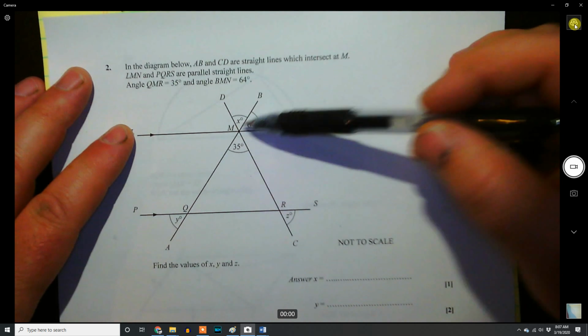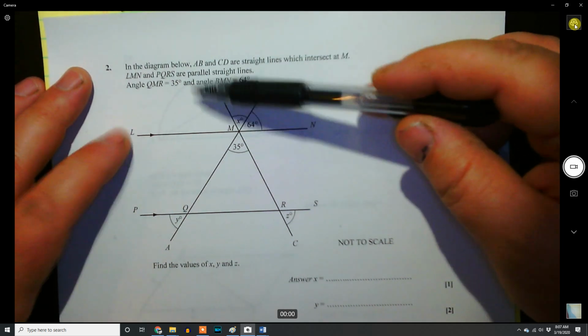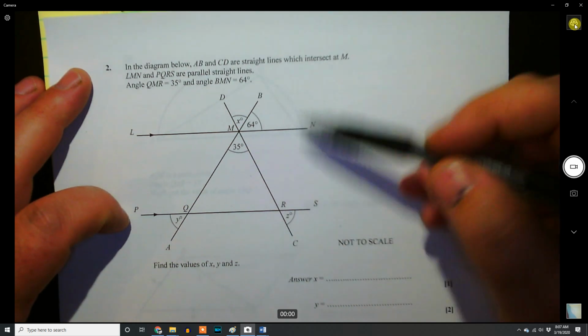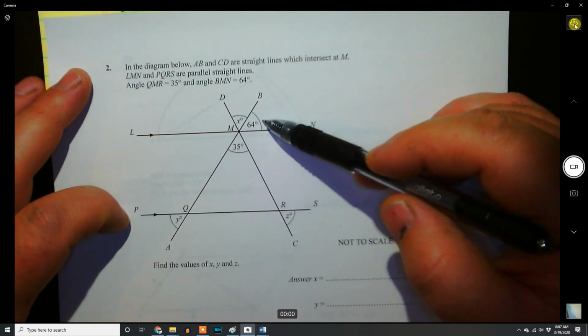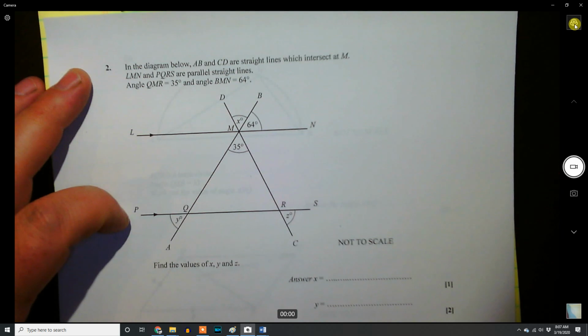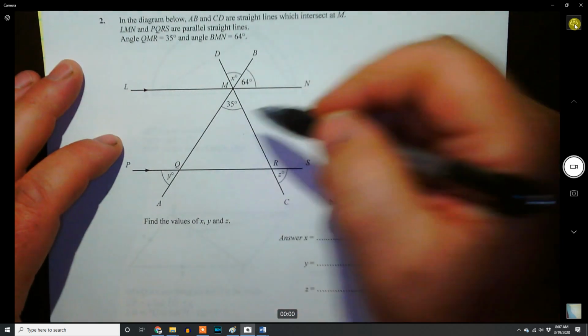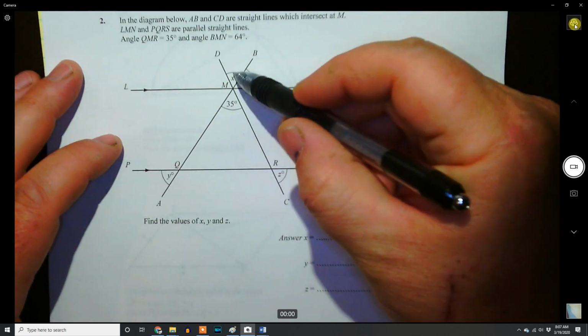LMN is parallel to QRS. So these two are the parallel lines that make these transversals. This is 35, that's 64. All right, we have to find the measurement of angles X, Y, and Z. So the three ones. Now, let's talk about why each one is.